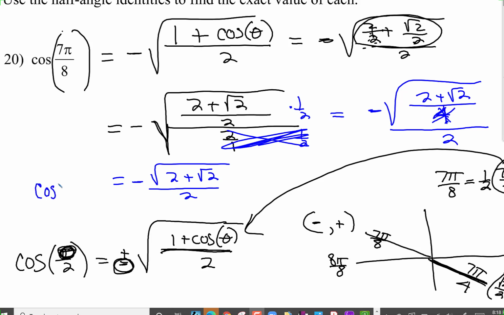So cosine 7 pi eighths is equal to negative square root 2 plus root 2 all over 2. And that's what this value would be right here. So that x value right there, wow, we'd need a bigger parentheses, would be negative square root of 2 plus root 2 all over 2. I don't know what the sine value would be at 7 pi eighths. All right, that's it for a half angle identity, I believe.